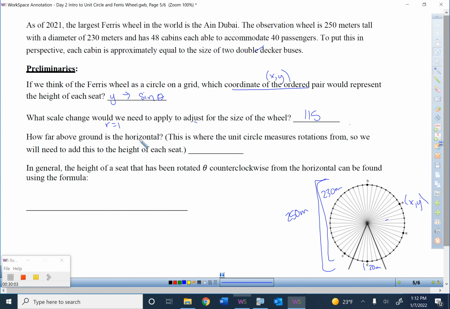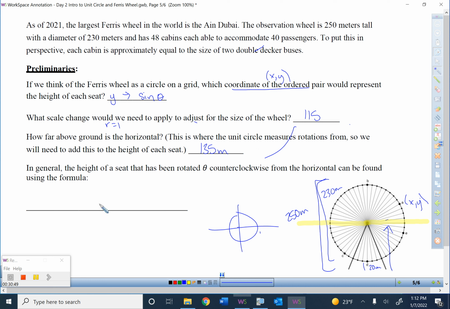Now it says how far above the ground is the horizontal. What I want you to do is draw the horizontal from the origin of your circle across. That's what they're talking about. They want to know how far off the ground is that. Okay, and if we're thinking, we know our radius is 115, and we've got 20 more, so that'll be 135 meters. Now the reason we need that is because when we're talking about the unit circle, the center of our circle is at 0, and all this stuff here is below it. We don't want this stuff below that horizontal to be negative, so we've got to shift it up into positive land.